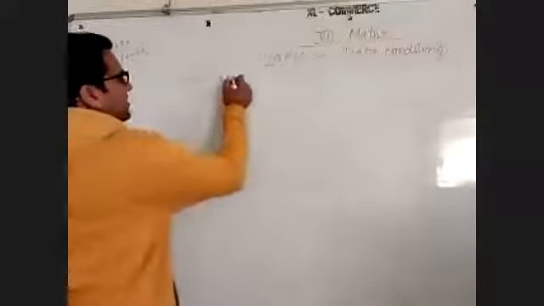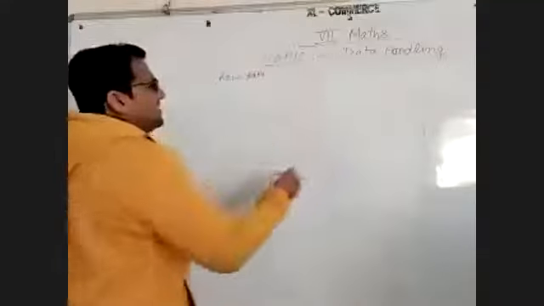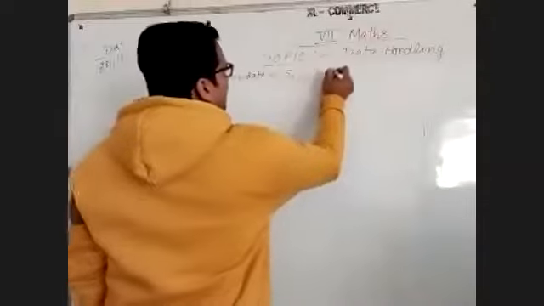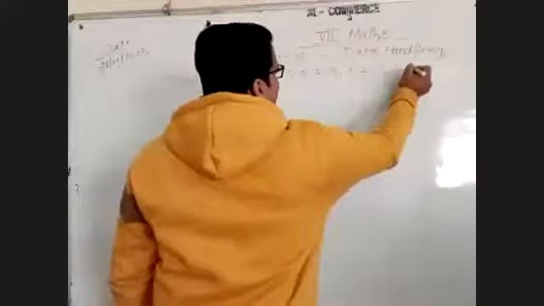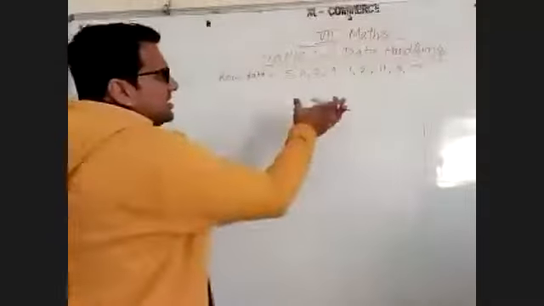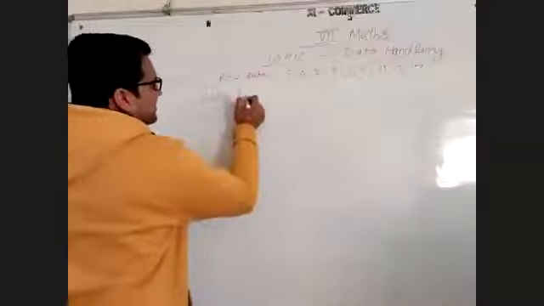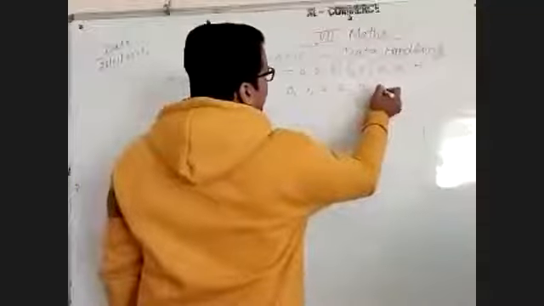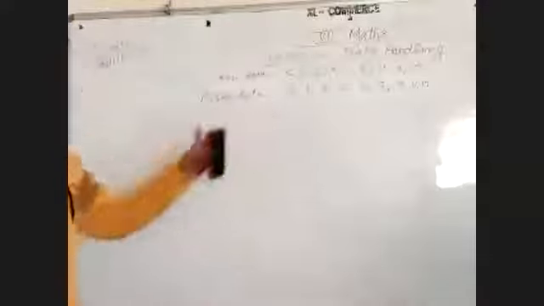There are 2 types of data. Raw data: any numbers which are written in any arrangement, whether in ascending or descending, whether in this form 5 0 2 9 1 2 11 3 17. This is the random representation of the data. This is called raw data. If we arrange this data in ascending or descending form, this will become array data. So array data will be 0 1 2 2 3 5 7 11 and 17. So this is an array data.